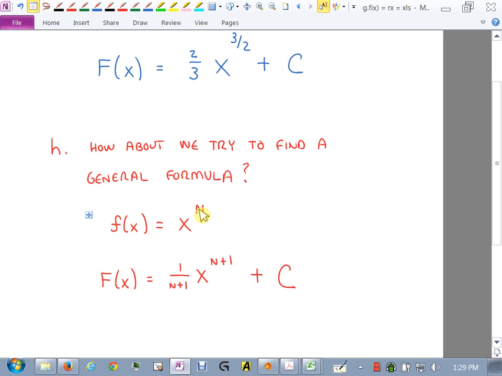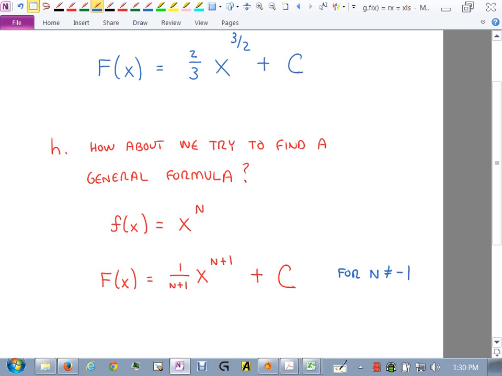If I put a -1 here, my formula says what? 1 over -1 plus 1. What's -1 plus 1? 0. 1 over 0, undefined. So the only problem I would ever have here is if n is -1. So let's put over here for n not equal to -1. That formula should work.